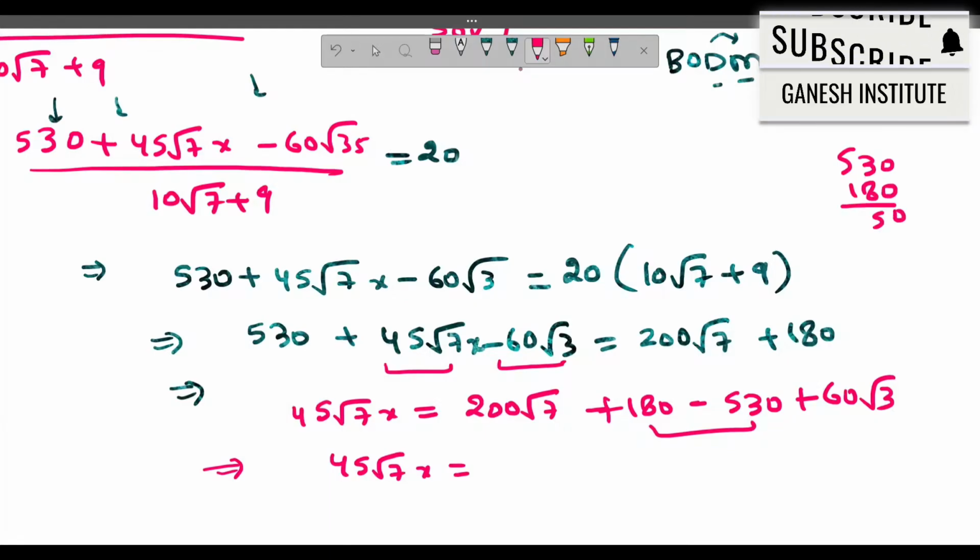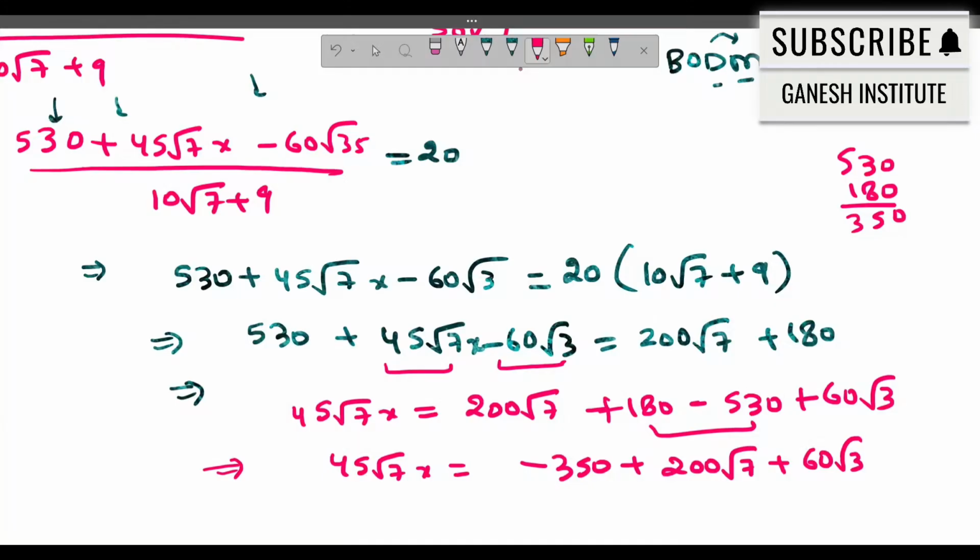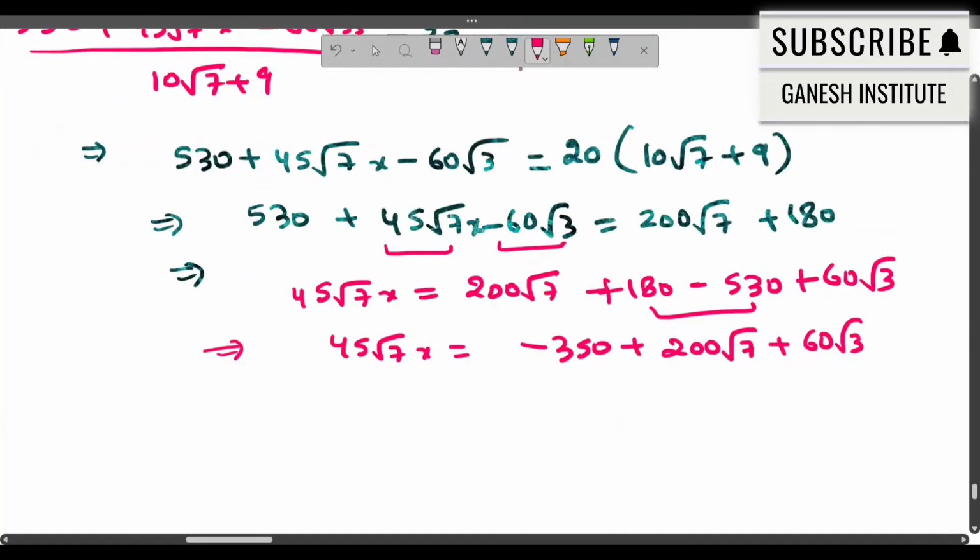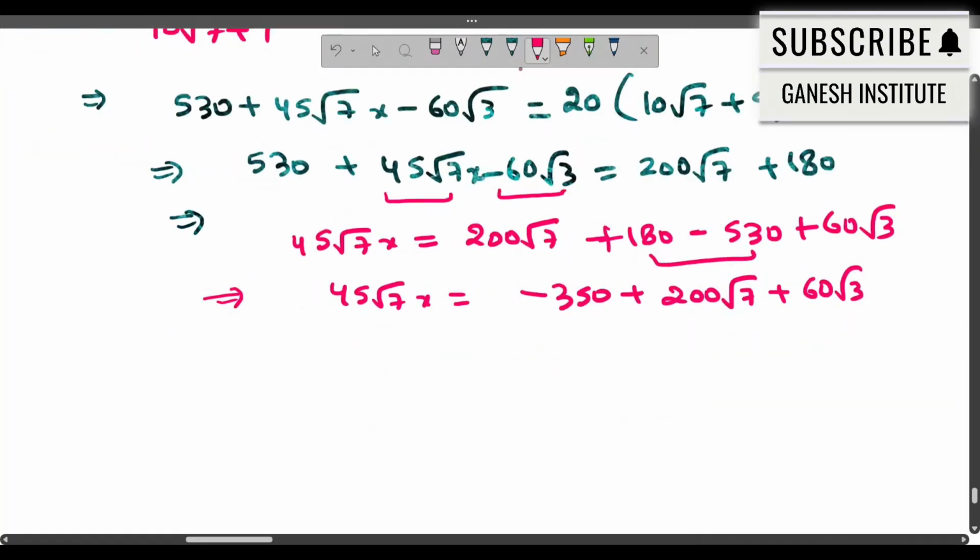180. One second. That's 8, that's 5, and then that's 4, that's 3. Negative 350? Yes. And then 200.